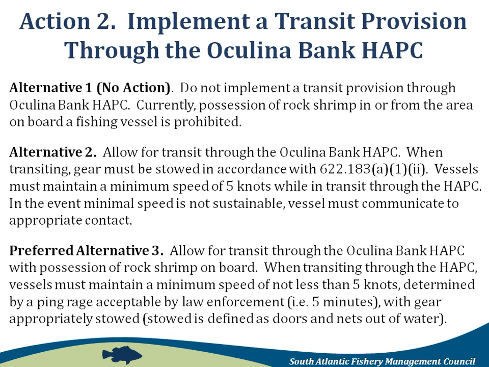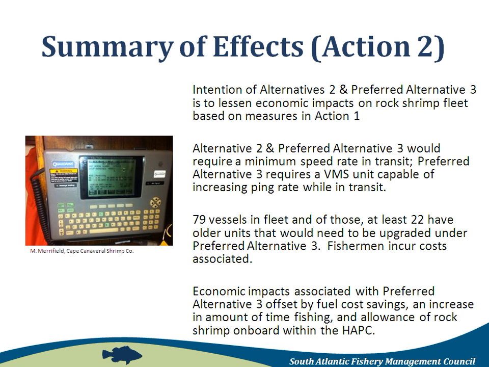So under preferred Alternative 3, a minimum speed of no less than 5 knots is also stipulated. It also requires an increase in ping rate. So right now the rock shrimp vessels are pinging hourly, and under preferred Alternative 3 that would be increased to every 5 minutes while within the HAPC. And gear is defined as stowed with doors and nets out of the water. So that is a difference from Alternative 2.